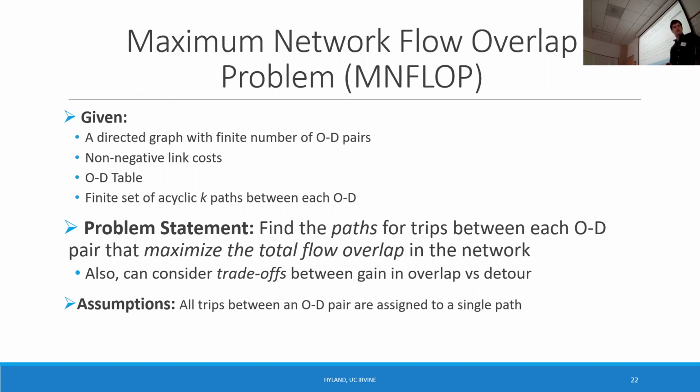And we're going to make the assumption that all trips between each OD pair are assigned to a single path. Actually, due to the properties of the problem, if you drop this assumption, you still get the same solution. That is, all the demand from an OD pair still goes to the same path.